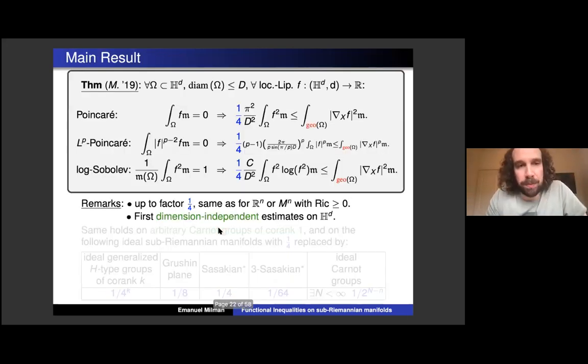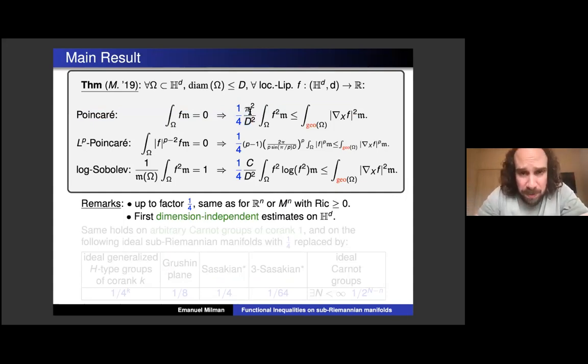on the Heisenberg group. And now I can finally formulate our main result, which states as follows. If we have a subset Omega of the d-th Heisenberg group whose diameter is at most D, then the following functional inequalities hold: the Poincaré inequality, the Lp-Poincaré inequality, and the log-Sobolev inequality. We see that the constants we get here are explicit, and moreover, up to this factor of 1/4, which is marked in blue, we get exactly the same expressions as we do in Euclidean space Rn, or more generally for Riemannian manifolds with non-negative Ricci curvature.